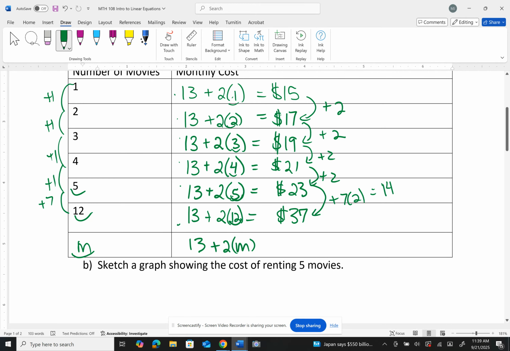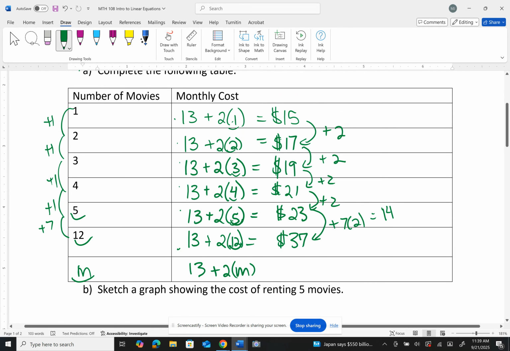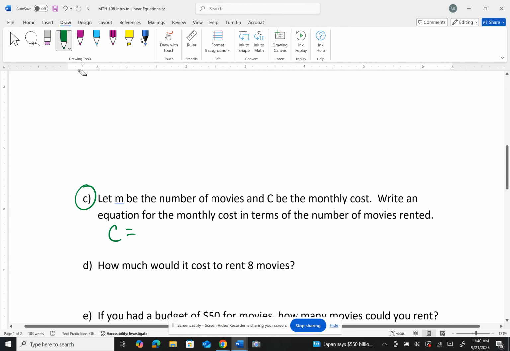Now, we can't come up with a number for what that would turn out to be, but what we have is an expression, like a formula that we could use to figure out what the cost would be. So the number of movies, I just let it be M, and then the monthly cost I called C. C stood for cost. And so what we now know is that we could have written the cost would equal 13 plus 2M. And when you write something like 2M, that's 2 times M. That's the same as multiplication.